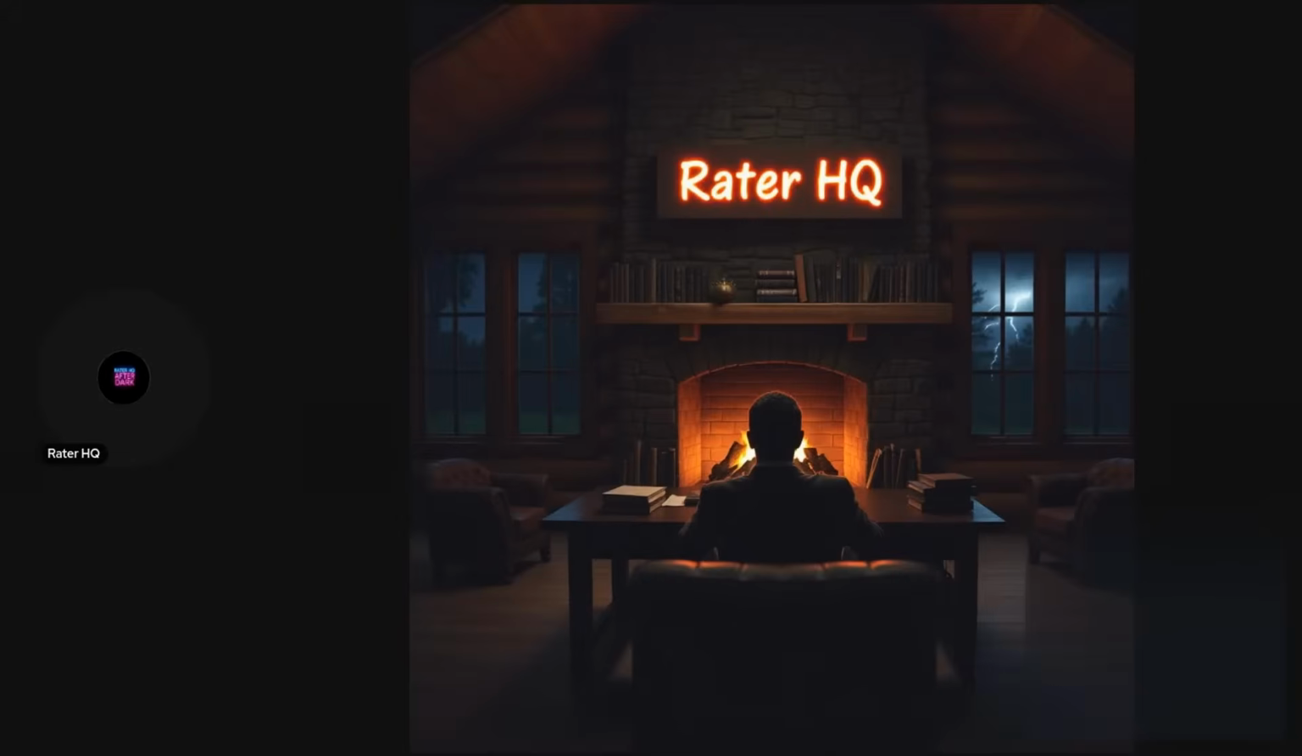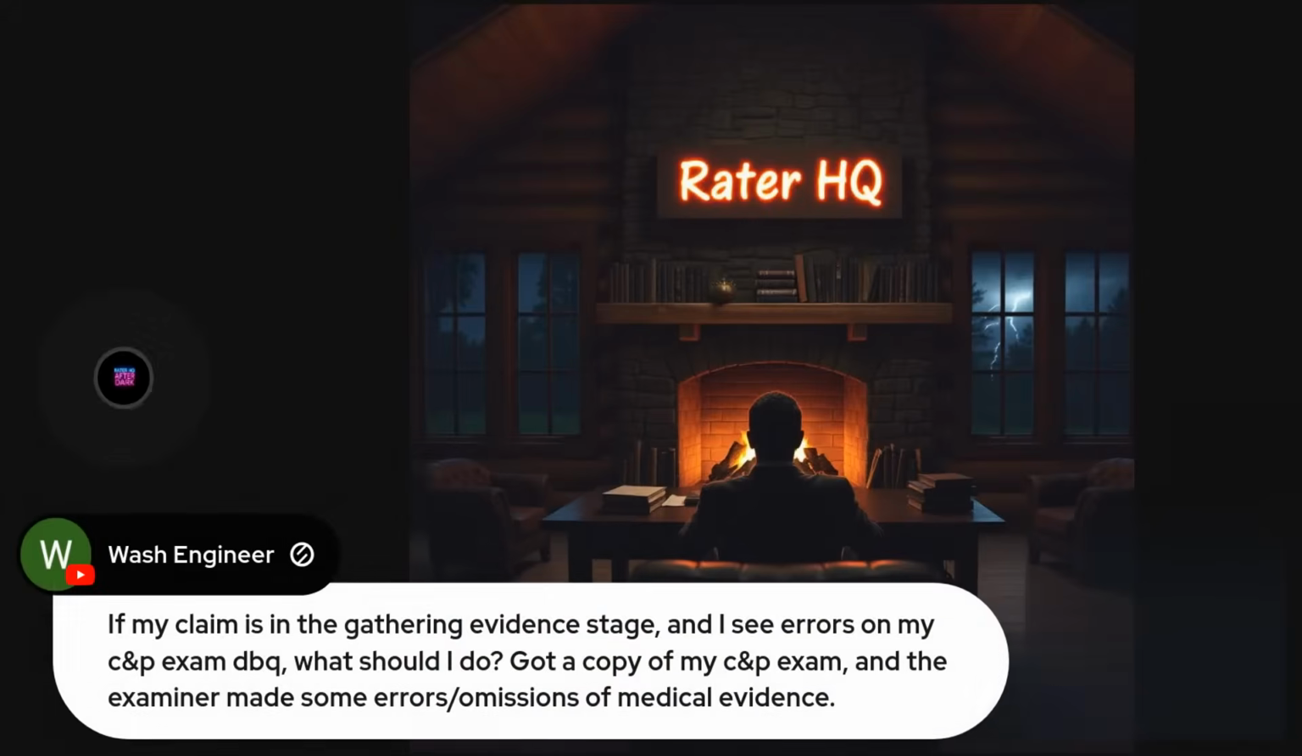I will deny if a claim has been gathering. Okay, if my claim is in the gathering evidence stage and I see errors on my C&P exam DBQ, what should I do? You could submit a VA Form 21-4138 and specifically talk to the rater and say, hey rater, this stuff was inaccurate in my exam. I have evidence to the contrary right here and here, or they didn't do this, that, and the other. Could I please have another examination by a different examiner?